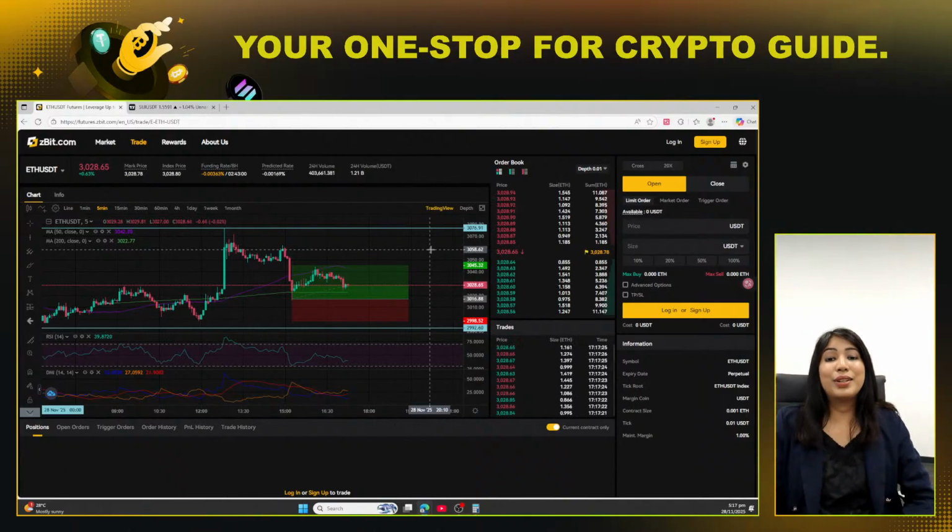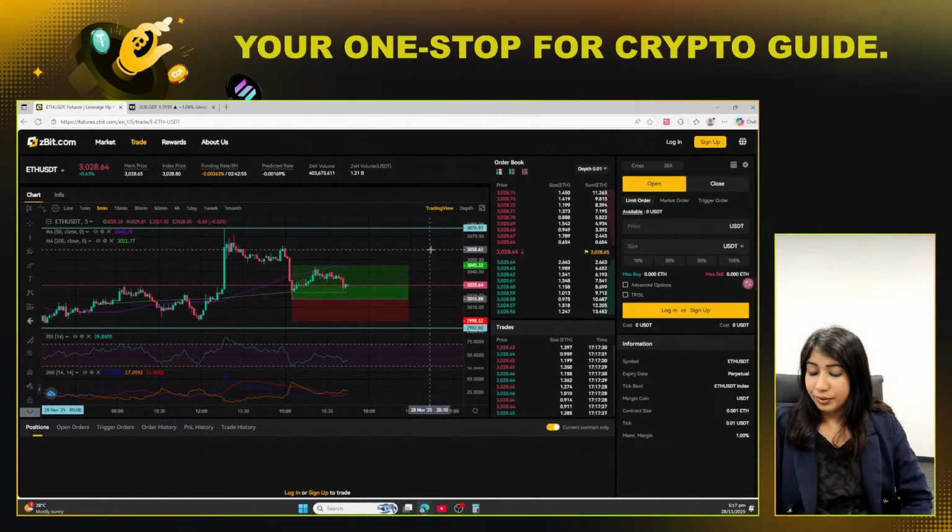Depends on the market, depends on the liquidity in the market, depends on what the current scenario is looking like. So those are the things, that's all.